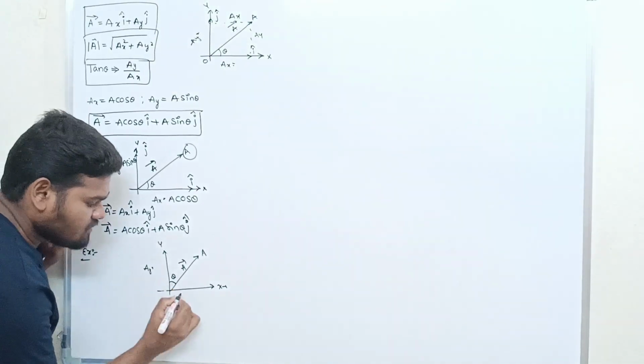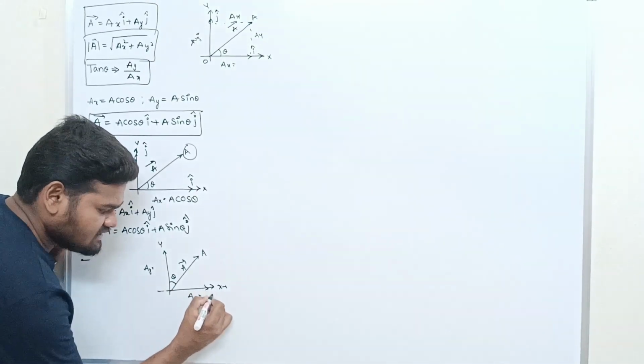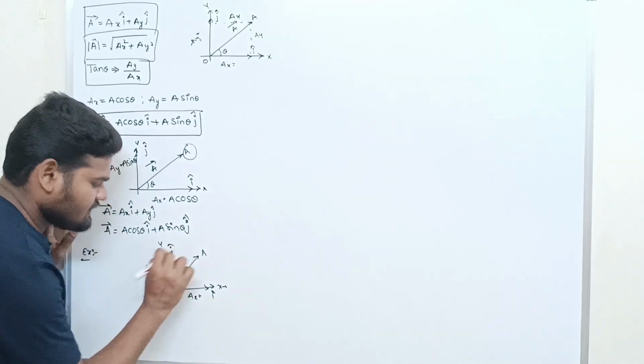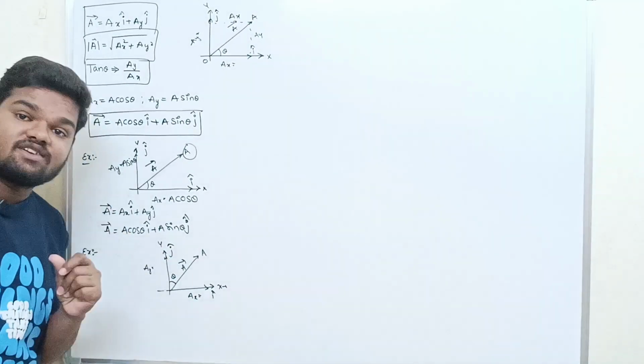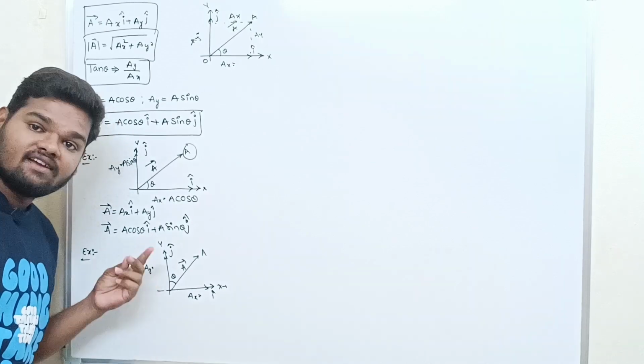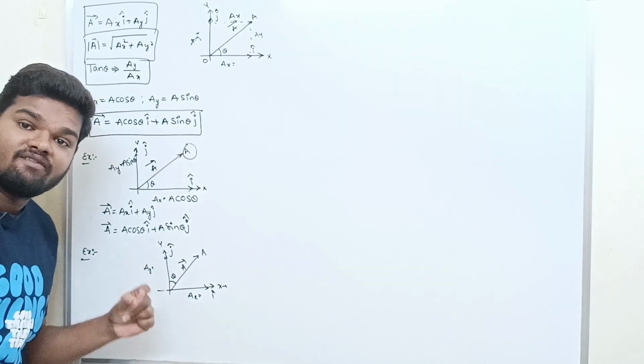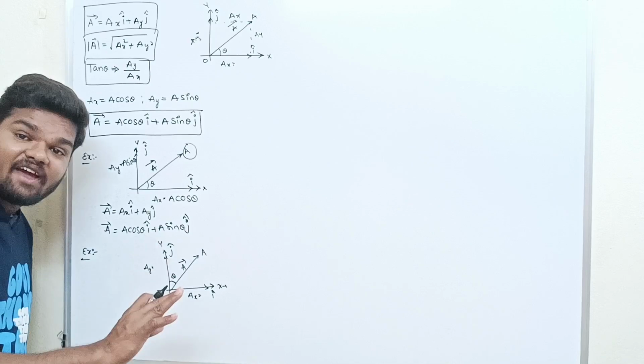Now, ay is equal to how much? Ax is equal to how much? This is the i cap and this is the j cap. So pause the video and try the solution. Find the ax and the ay. 3, 2, 1, go. What do we have to do?